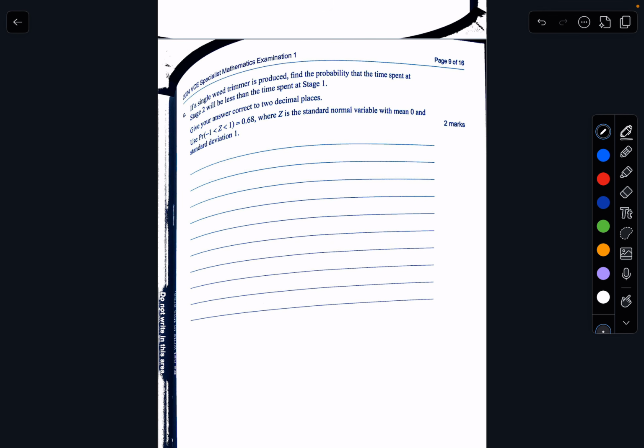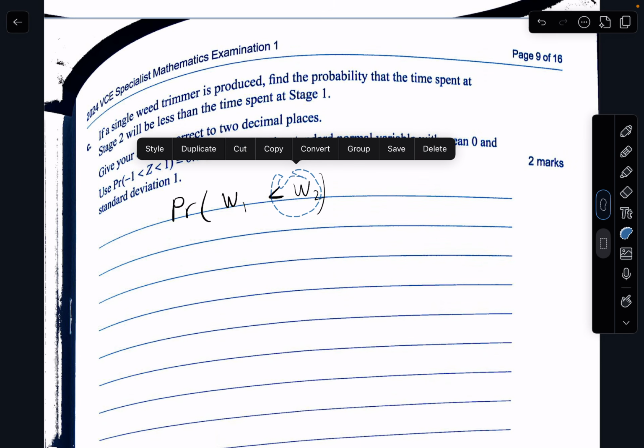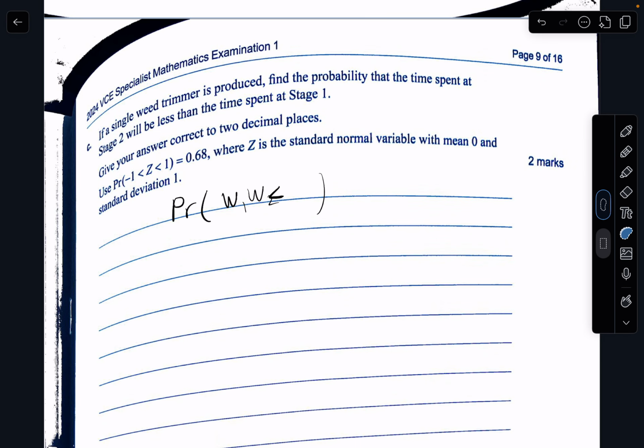If a single weed trimmer is produced, find the probability that the time spent at stage 2 will be less than the time spent at stage 1. So probability that W1 is less than W2. And that means W1 minus W2 is less than 0.